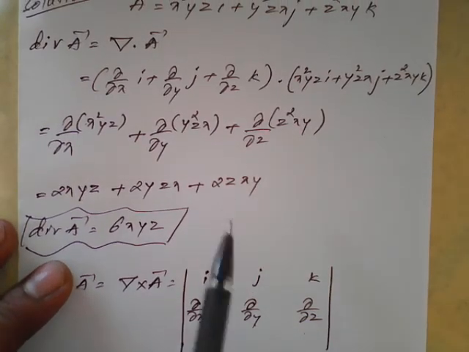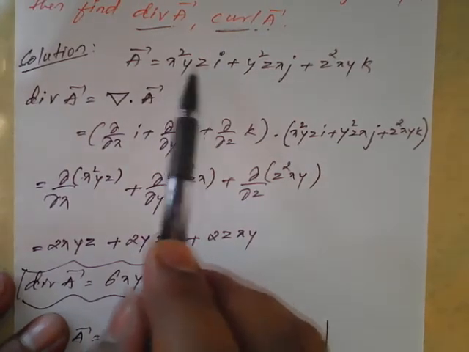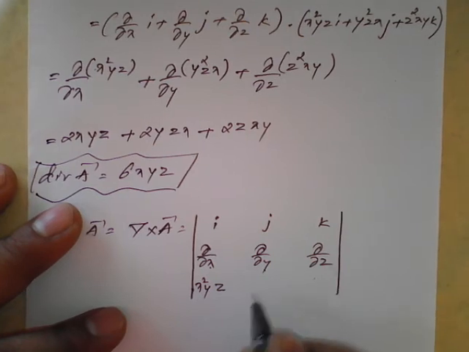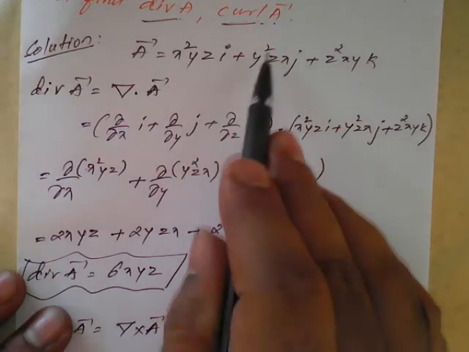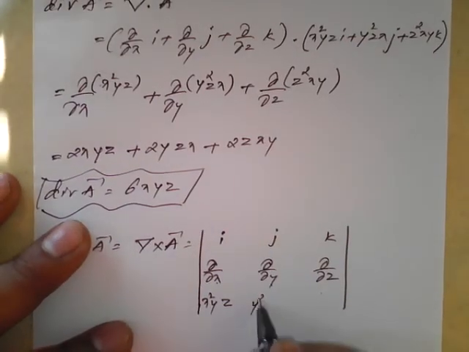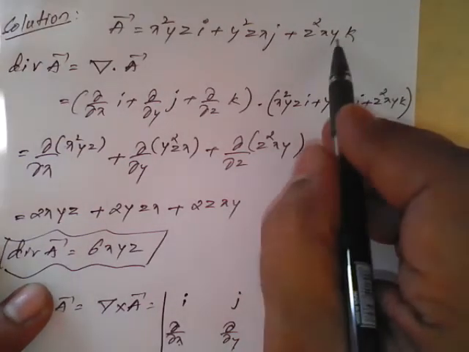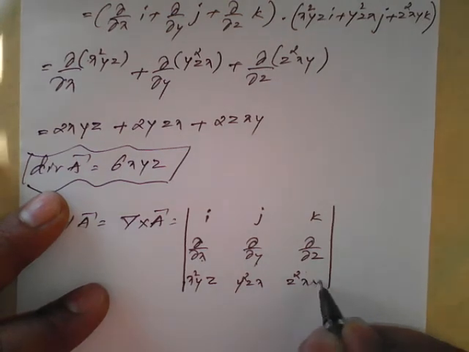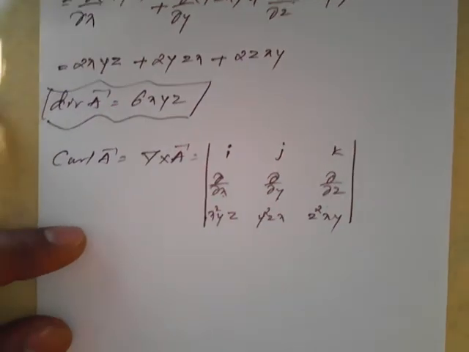Next we need to write the coefficients. The coefficient of i is x square yz, so write it: x square yz. Then the coefficient of j is y square zx, and the coefficient of k is z square xy. So we need to simplify this determinant now.